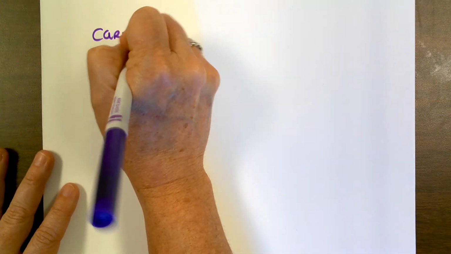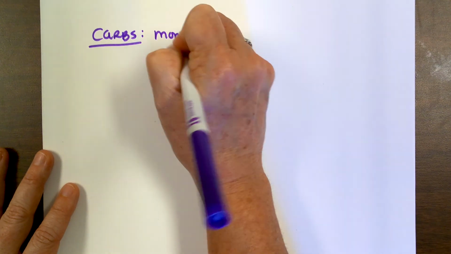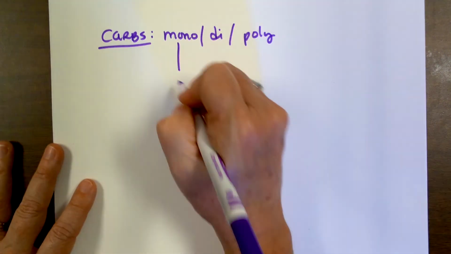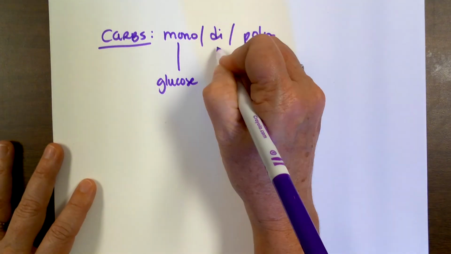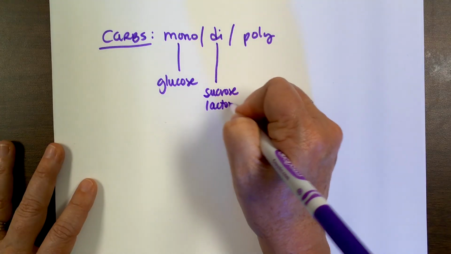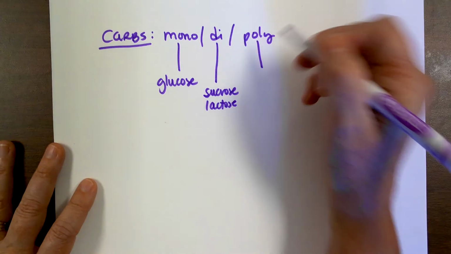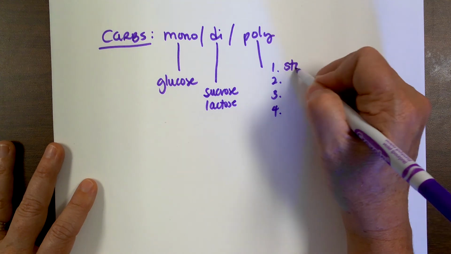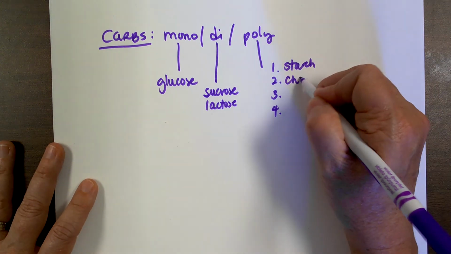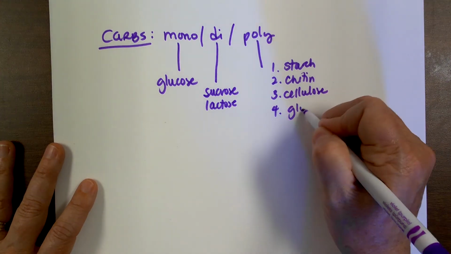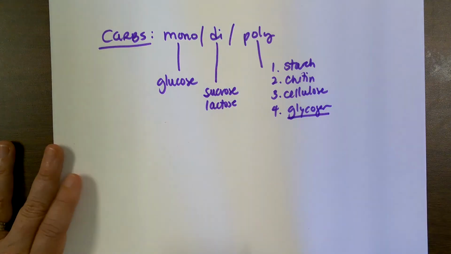Okay, so to sum it all up, carbs, okay, you have the monosaccharides, the disaccharides, and the polysaccharides, okay? Monosaccharides, your most common example is glucose. Disaccharide, sucrose, or lactose is another one, which is the sugar in milk. And then polysaccharides, you have your 4 categories. You have starch, you have chitin, you have cellulose, and you have glycogen. Okay, so that's the one in the liver.